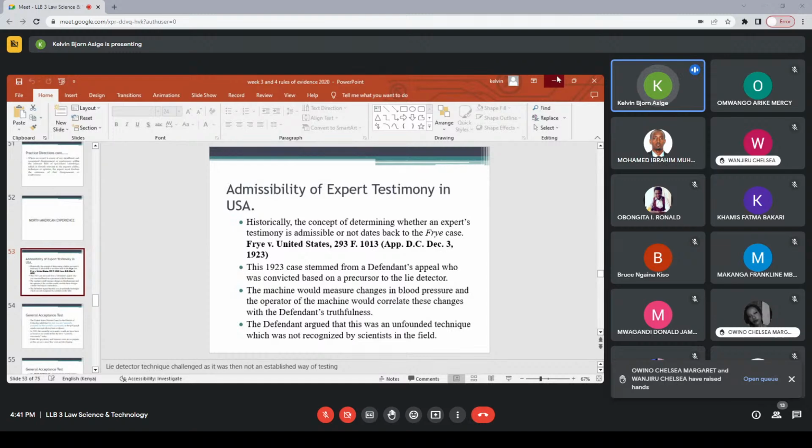I see Chelsea go, both Chelsea. So Chelsea Owino first, and then Chelsea Wanjiru next. Okay, Chelsea Owino go first, and then Chelsea Wanjiru go next. Right. For me, it relates to an article. Oh, Chelsea, I think you have two devices on. There's an echo. I think now I should be okay. Yes, now you're fine.